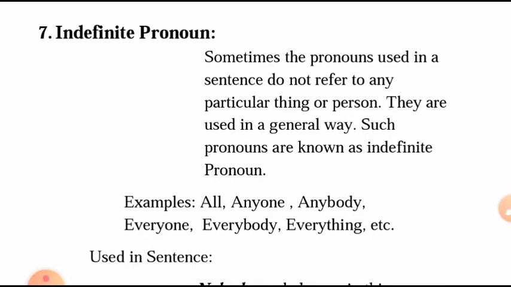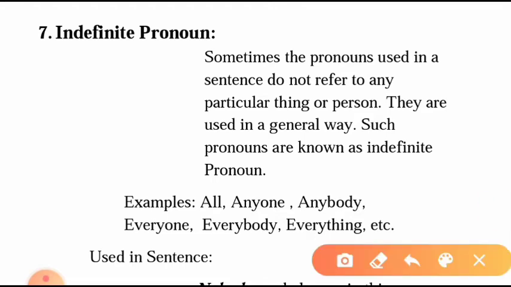So sometimes the pronouns used in a sentence do not refer to any particular thing or person. They are used in a general way. Such pronouns are known as indefinite pronouns. So those pronouns that do not refer to any particular thing or person. You are talking in general. You can see the examples: all, anyone, anybody, everybody, everyone, everything. So these are all the indefinite pronouns.